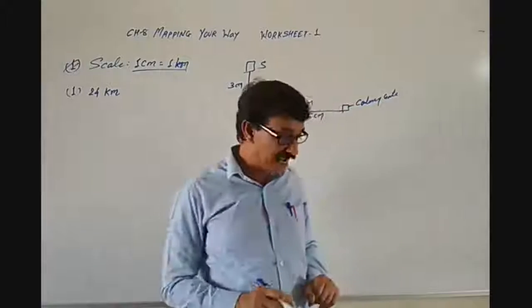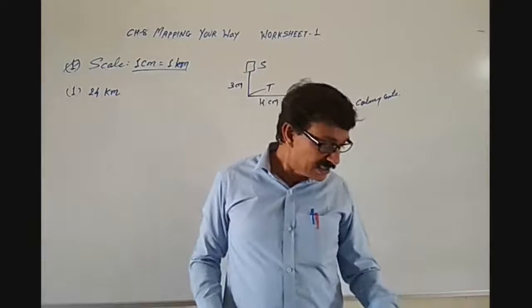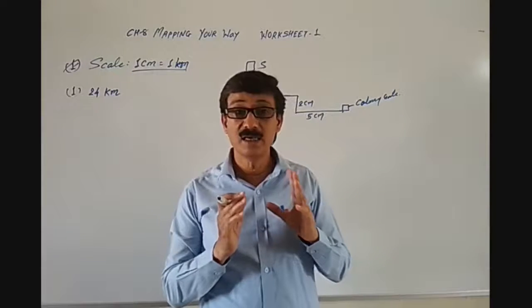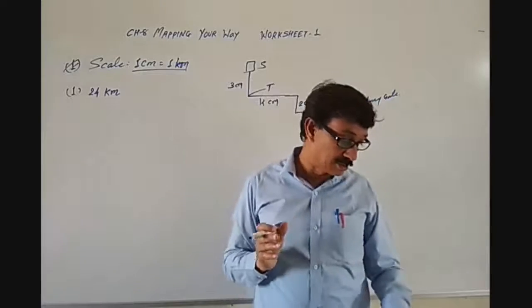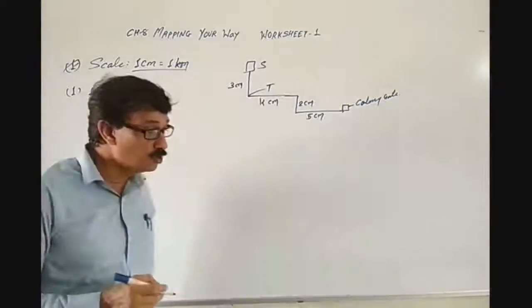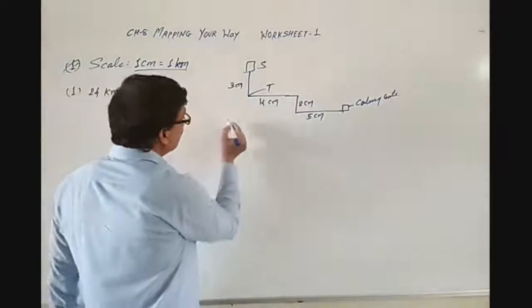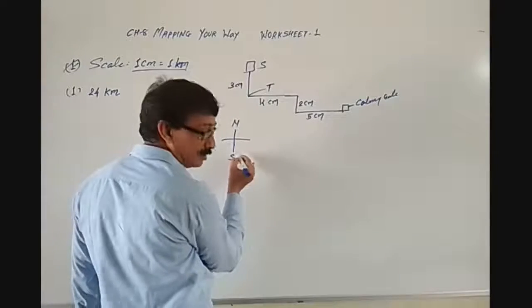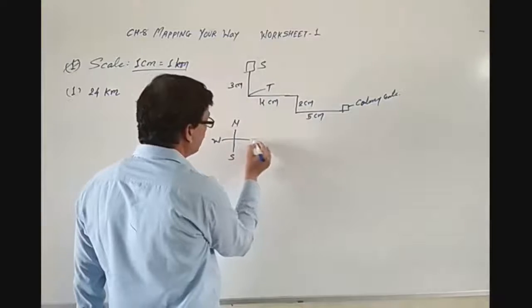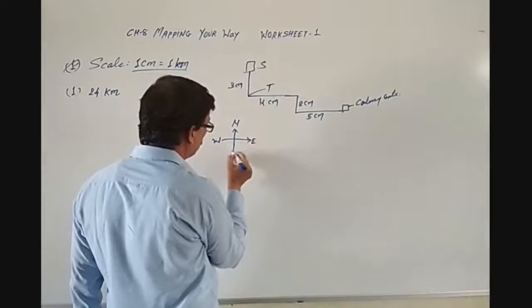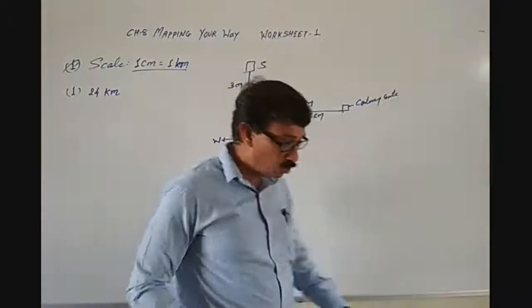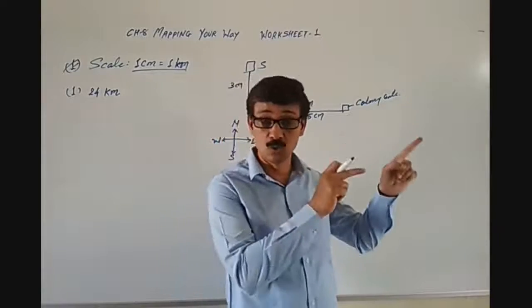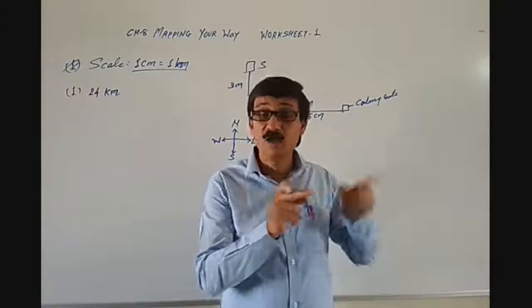Okay. Now the second question. In which direction is the school from colony gate? Now here we want to mark the direction, isn't it? For that, first of all, we should look into this. See, this is north. You can see here south, isn't it? This is west and this is east. You can see these arrows. Okay. Now the question is, in which direction is the school from colony gate?